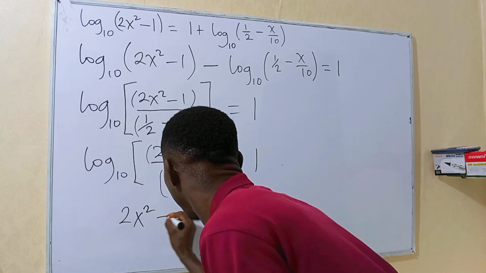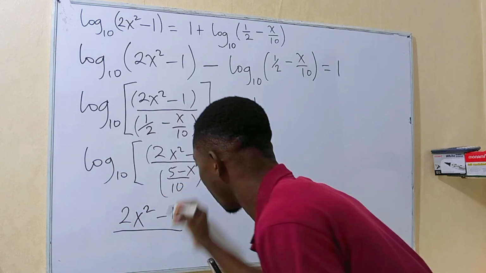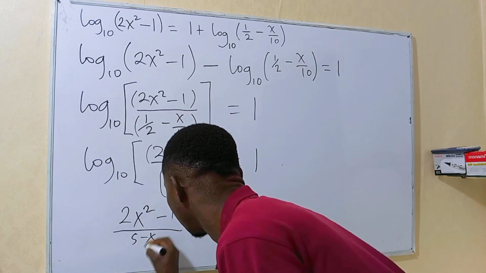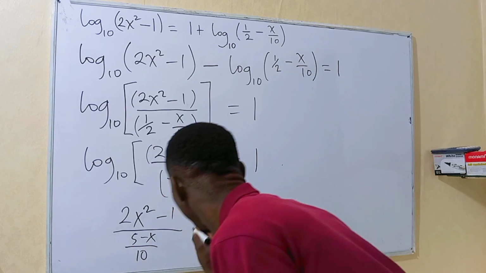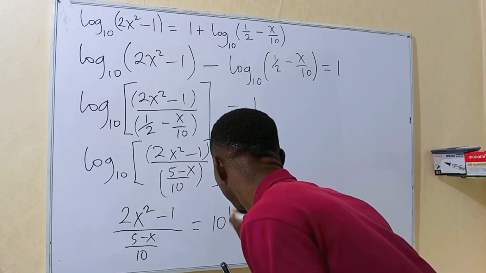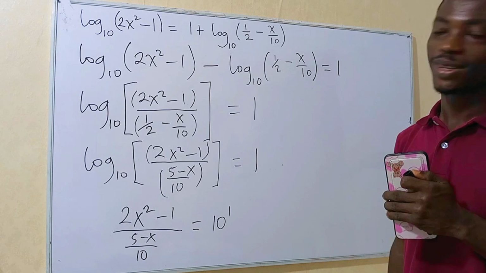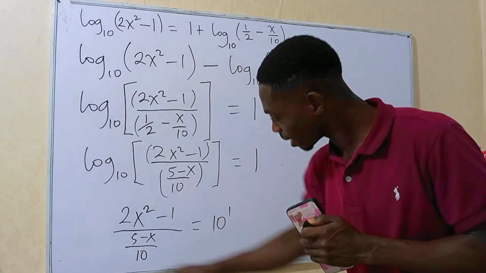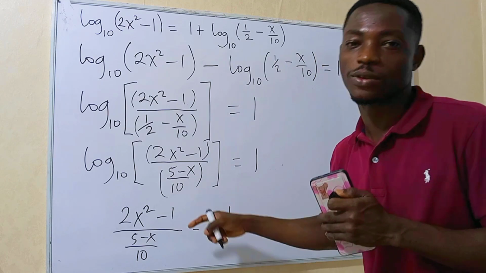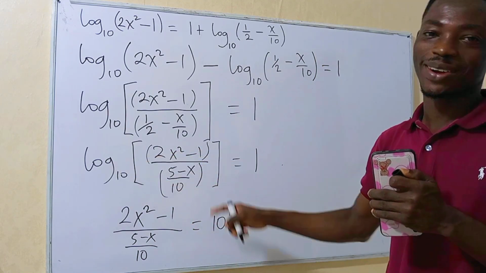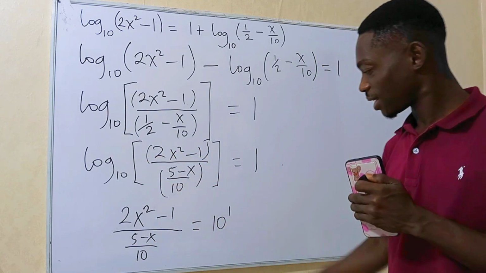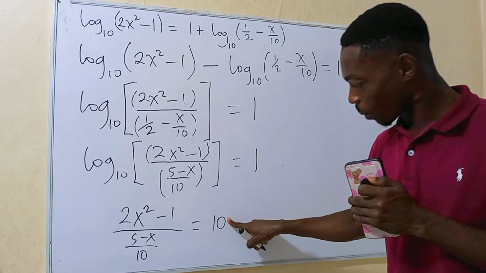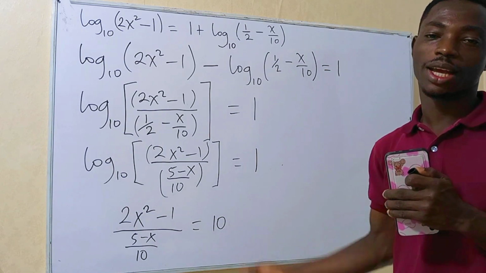2x squared minus 1 divided by everything right here, that is 5 minus x divided by 10, is equal to 10 to the power 1. 10 to the power 1 will give us this right here. And this is the exponential function whose inverse is this right here. Pretty interesting. But guess what? Everybody knows that 10 to the power 1 is still 10. So I'm going to get rid of this.